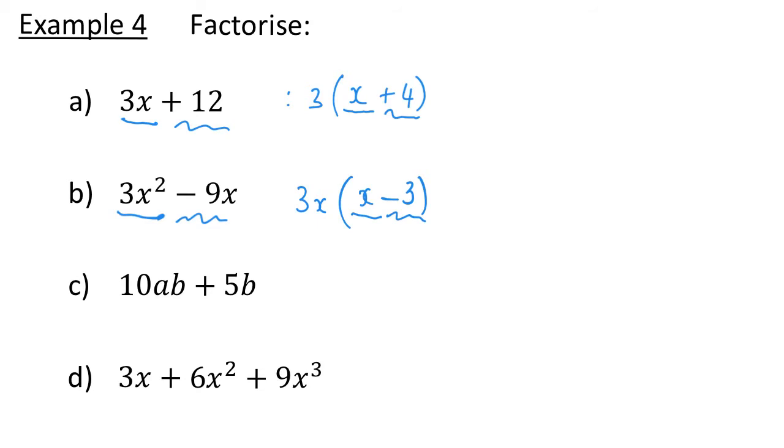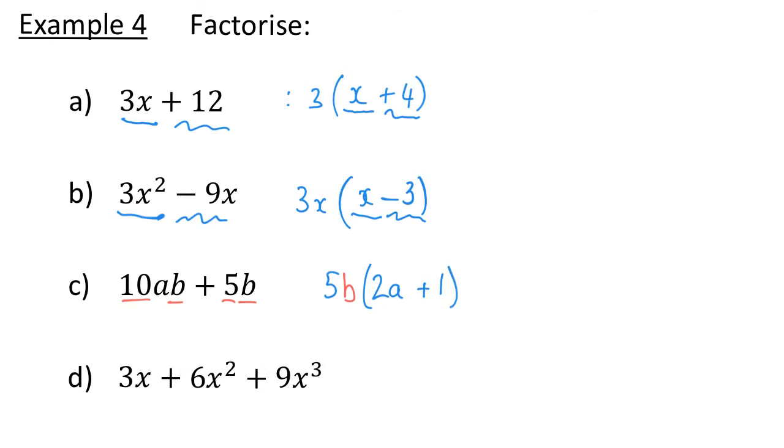10ab plus 5b. What we can see is that number-wise, there's the 10 and the 5, and 5 divides evenly into both of those, so we can put a 5 outside. And then letter-wise, what we can also notice is that they both have a b term there, so b is going to be the common term, 5b. And what we look, 5b multiplied by what gives us 10ab, so we need a 2 to get up to 10, and we need an a to get to ab. 5b multiplied by what gives us 5b, well that's actually 1.